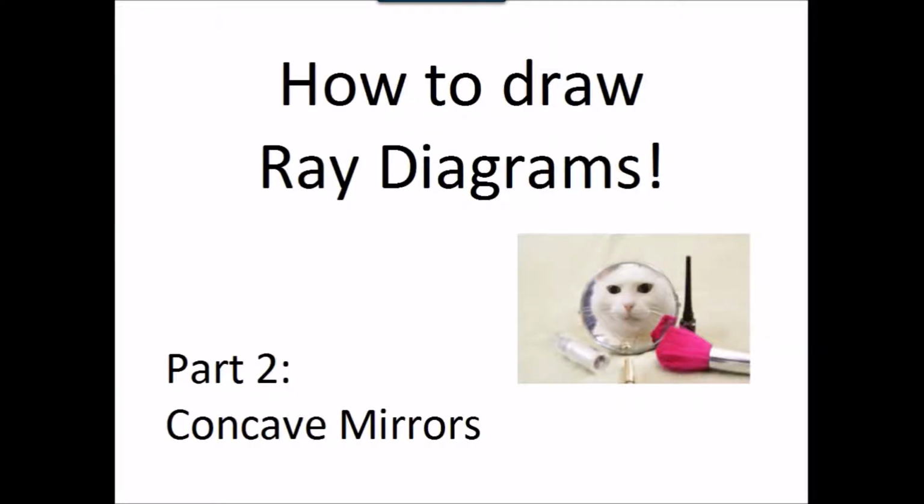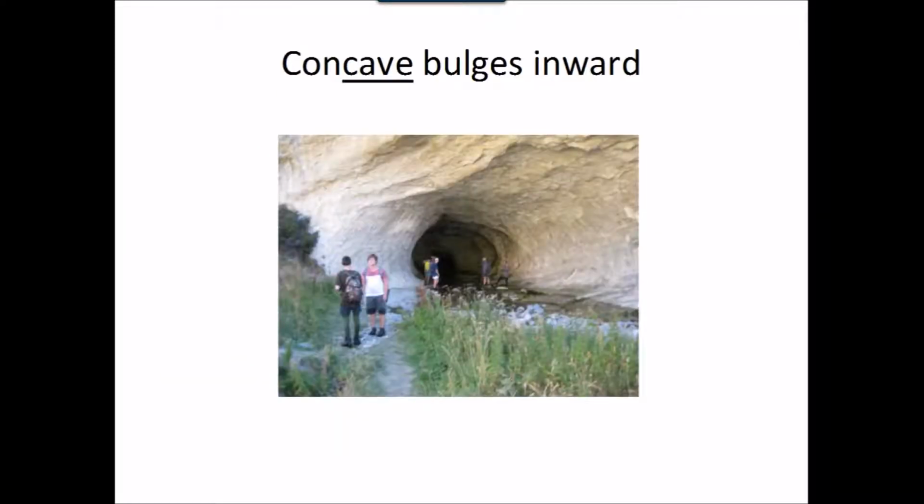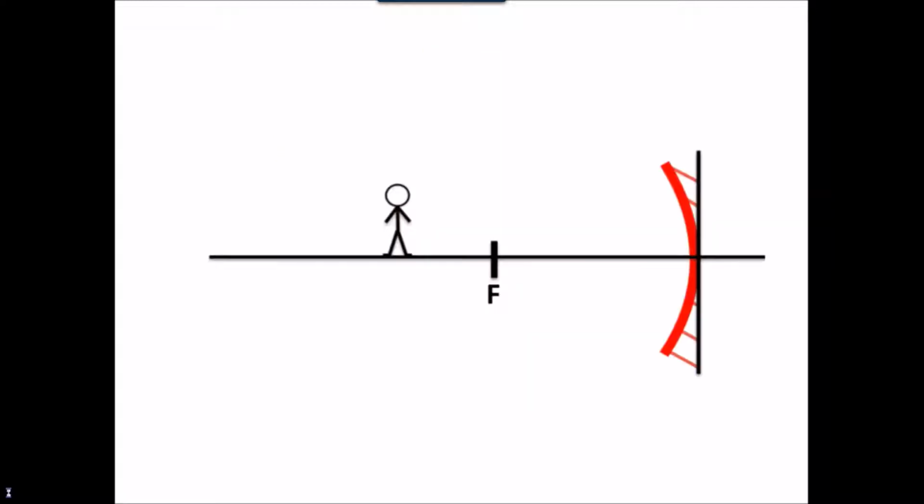Hello again. You've seen how to draw a ray diagram for a convex mirror. Now let's look at something with a bit more variety. Concave mirrors. Concave means the mirror is bulging inward, just like a cave. Because it's curved, this mirror has a focus and a center of curvature. Here is the focus, labeled F.